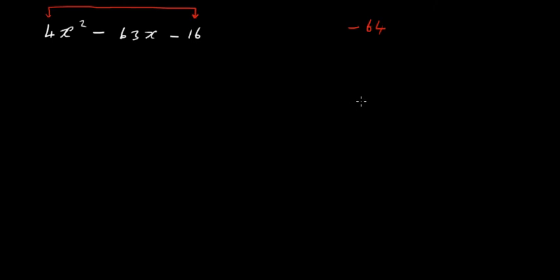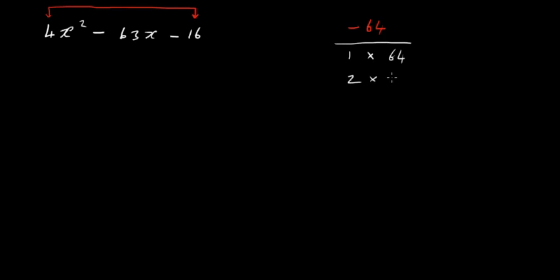Now you've got to look at the factors of 64. So you've multiplied 4 by 16 and got 64. You've got to look at the factors of 64 that when added or subtracted could give you this 63. So the first one you can look at really is 1 times 64. 1 times 64 is 64, and there are others of course.